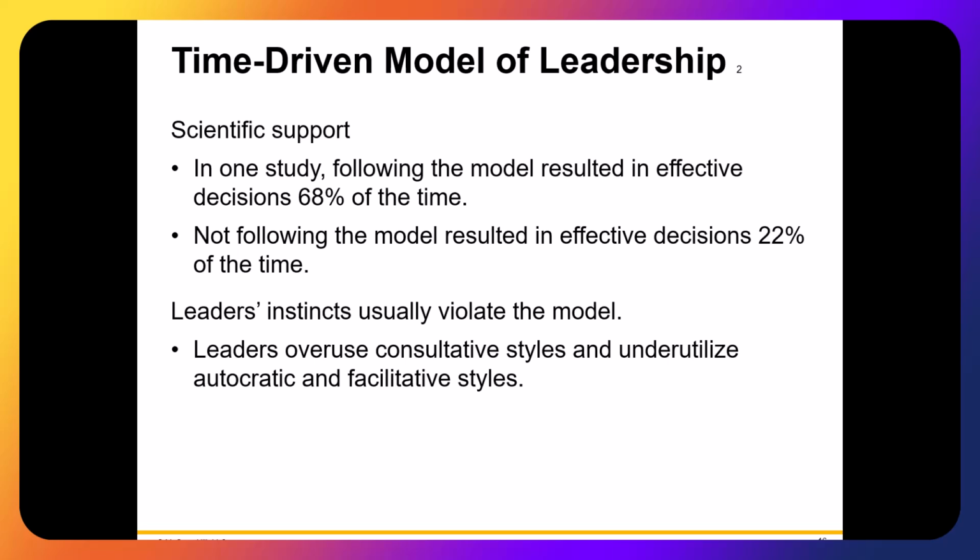Scientific support. In one study, following the model resulted in effective decisions 68% of the time. Not following the model resulted in effective decisions 22% of the time. So when you look at this, it's like if you have a model laid out of what people are supposed to do, when people follow that, they are much more successful. When they decide to go off on their own and make decisions and do stuff, their success rate goes down. Leaders' instincts usually violate the model. Leaders overuse consultative styles and underutilize autocratic and facilitative styles.